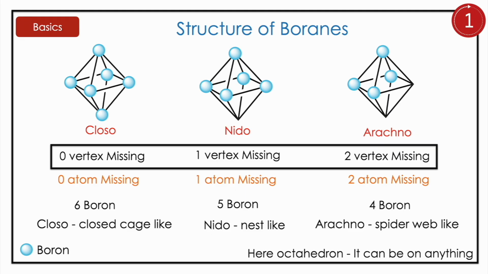Here it is shown simply for boron. The structure is an octahedron, but it can be any structure. So don't confuse this with the idea that Closo is only for octahedron. Closo can be on any structure. Nido also can be on any structure.